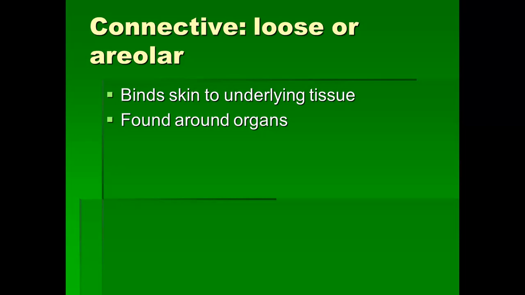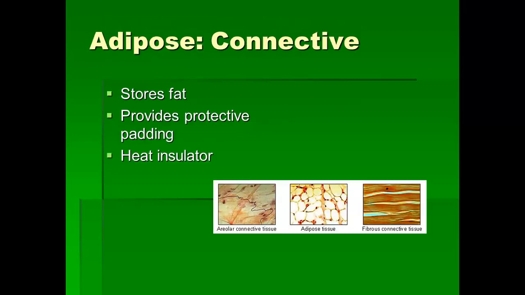Loose or areolar tissue is found bound to skin, bringing the skin from that layer to the underlying tissues, including the muscle. We find lots of connective tissue, loose or areolar tissue, and other types of connective tissues around organs in our abdomen. One of the other connective tissues we have is adipose. Many of us are familiar with adipose tissue.